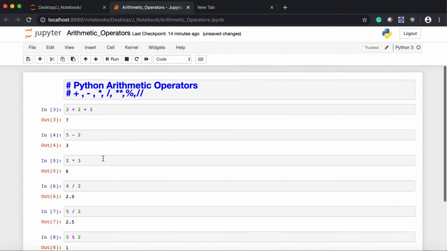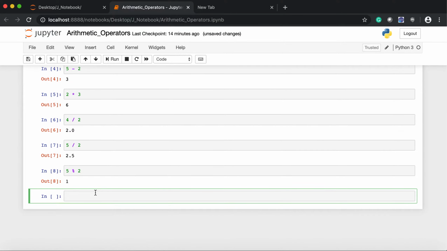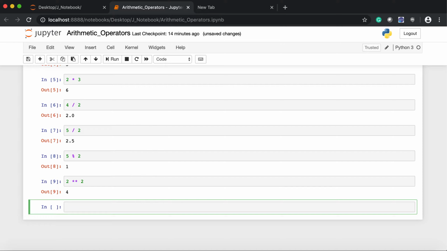Now what else is left? Next is exponential. Exponential is nothing but a power, which we know in mathematics, 2 power 2 or 3 power 2. So this is 4. Same thing with 3, the answer would be 9. Again if I do 3 power 3, then this is 27.